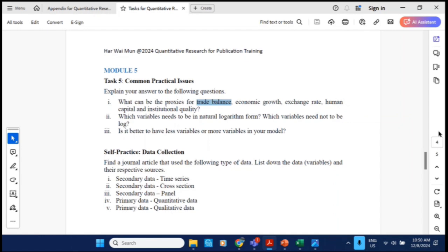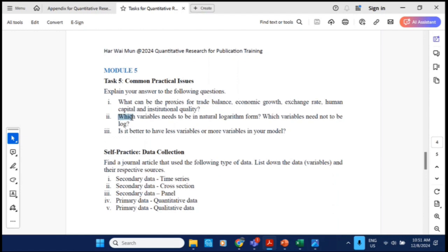So therefore, you do some innovation. For trade balance, instead of using export minus import, you use export divided by import. When you have a trade surplus, export is more than import, so you get more than one. If you have a trade deficit, import is more than export, and you get less than one, 0 point something. So 0 point something indicates a trade deficit, and more than one indicates a trade surplus. In this case, you can overcome the negative problem.